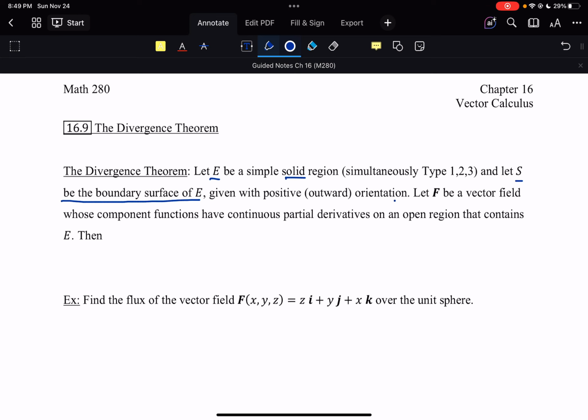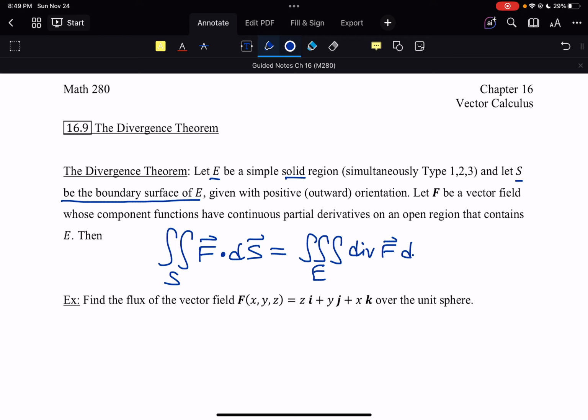Given with positive outward orientation, let F be a vector field whose component functions have continuous partials on an open region that contains E. Then the surface integral over S of F dot dS is equal to the triple integral over E of the divergence of F dV. So we were able to bring triple integrals back in one more time before we get through the end of vector calculus here.